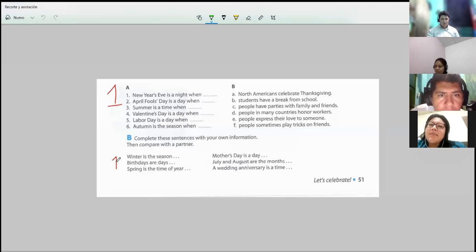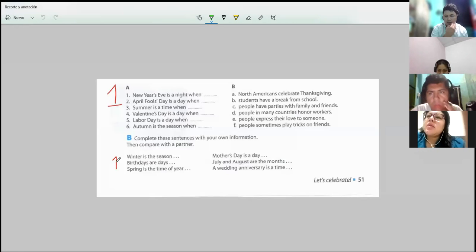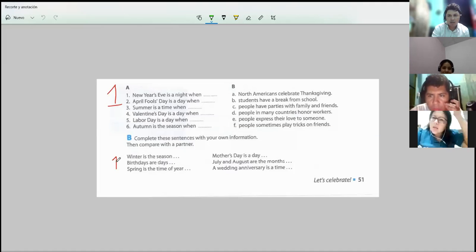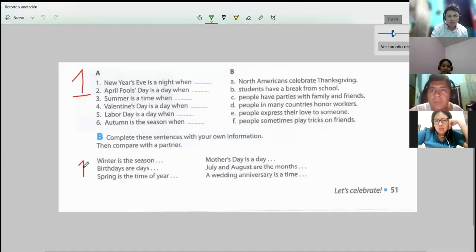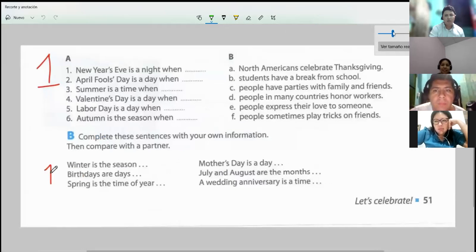Vaya, yo solo pude hacer esa captura de pantalla. Si no hay mucha molestia, dele en la parte superior derecha, donde está como un símbolo de lupita, para hacerlo más grande. Ahí, por favor, un poquito más. Ahí está bien. Like that. Yeah, thank you.